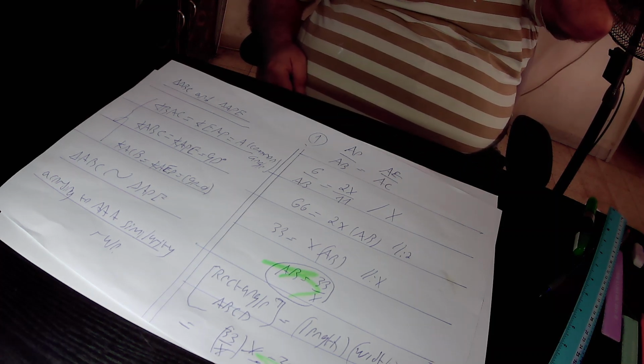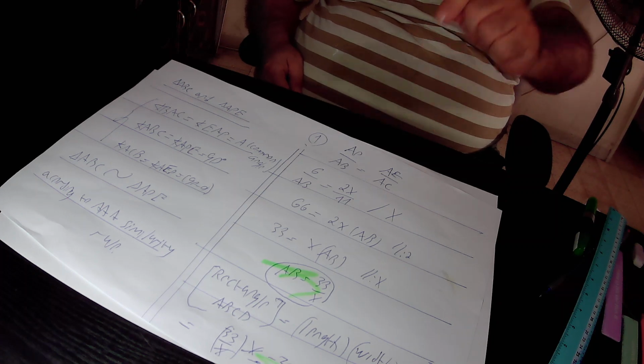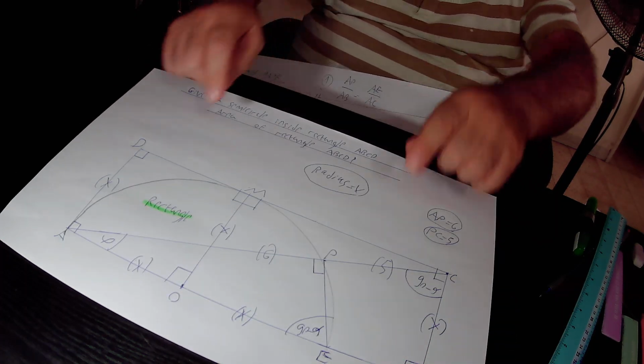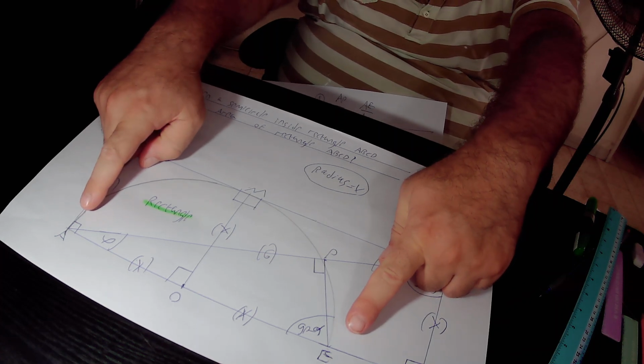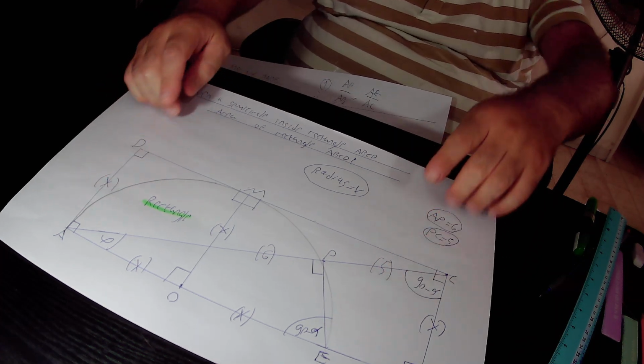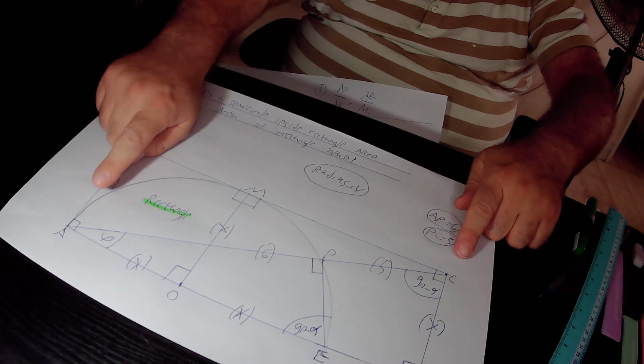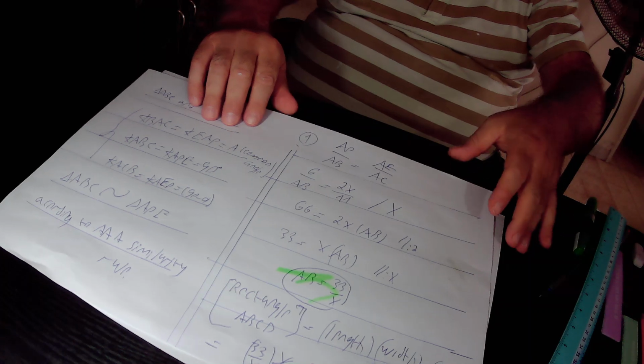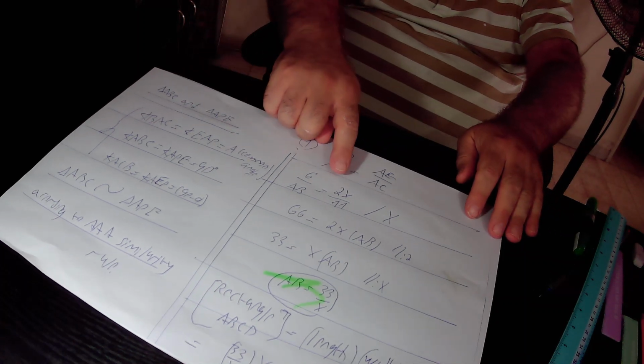AP is 6 according to what is given in the question. AB is the missing side, so we leave it as it is. AE is the diameter of the semicircle, that is 2x, over AC. AC in total is 6 plus 5, that is 11. So in total, we have found that 6 over AB equals 2x over 11.